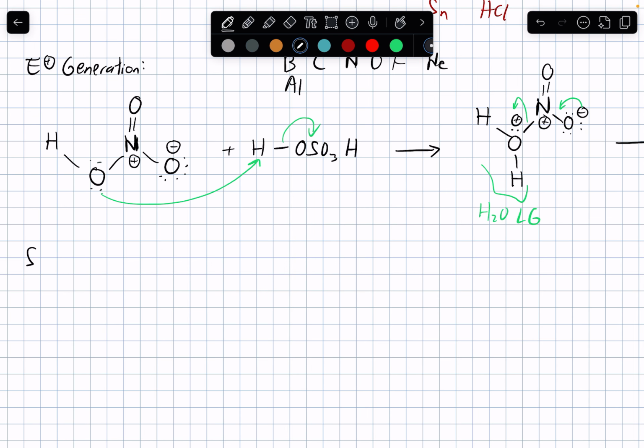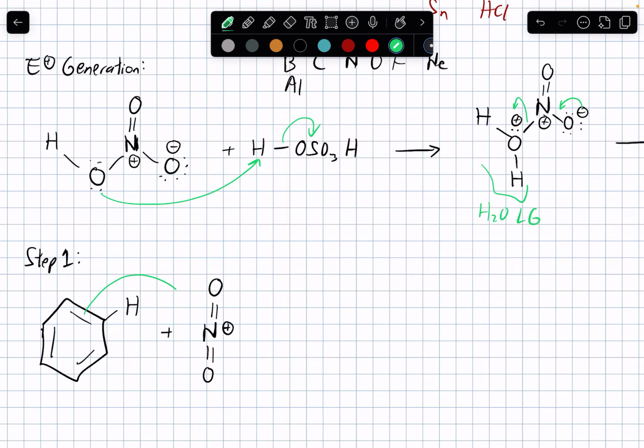Let's now start with step 1. Step 1 is the formation of the arenium ion. The benzene, specifically the double bond, attacks the electrophile. Let's show that. Okay, so it attacks the positive charge in the nitrogen.